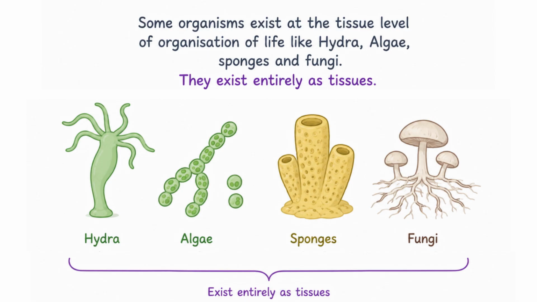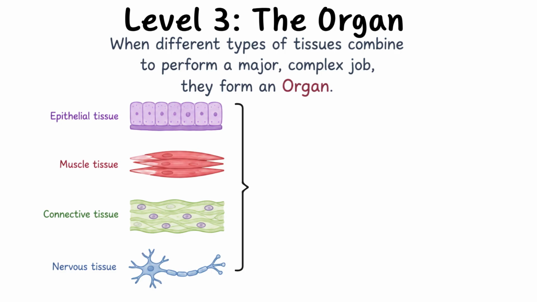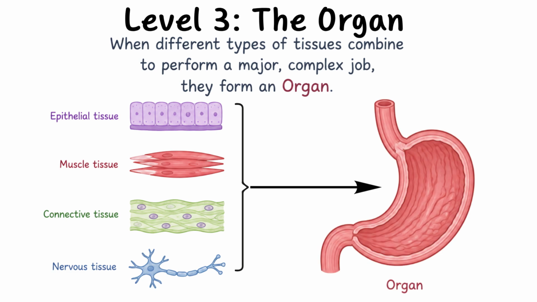This leads us to the third level, the organ. When different types of tissues combine to perform a major complex job, they form an organ. An organ is a group of similar tissues forming a layer in an organism which performs a specific function. Keyword, a specific function. Let's start with plants.